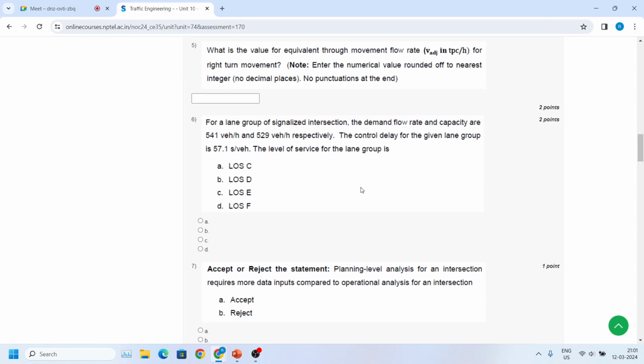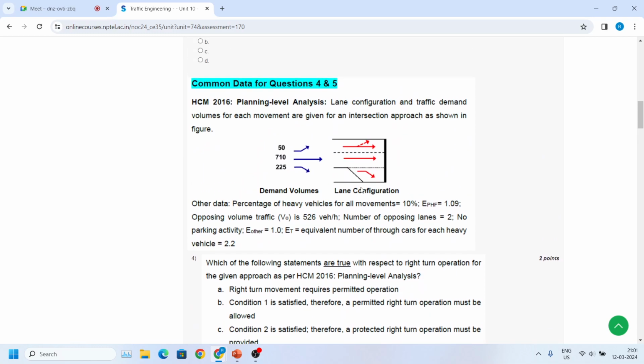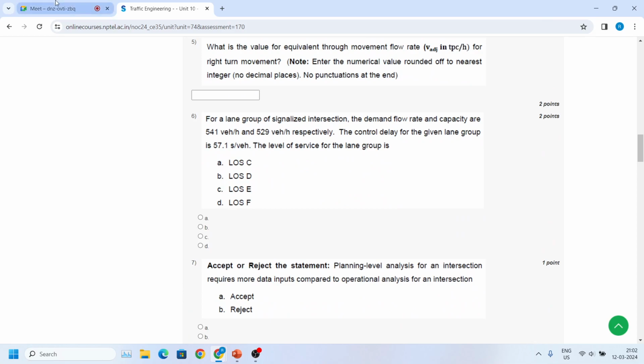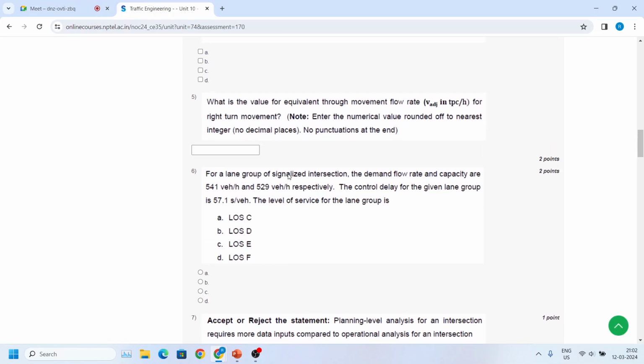Okay, so I think this is a simpler numerical compared to others. The data is also given. Yeah, here the demand volumes are given. Oh, this is opposing volume traffic. Okay, from here you have to get the V value. Maybe that would be the correct answer. But yeah, do work it out and see if that's correct.